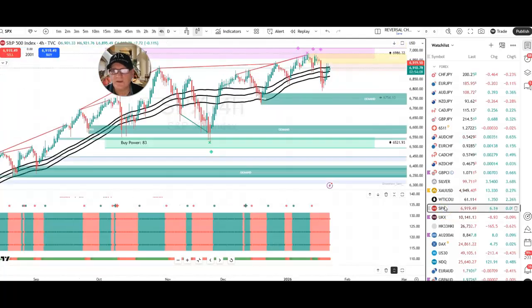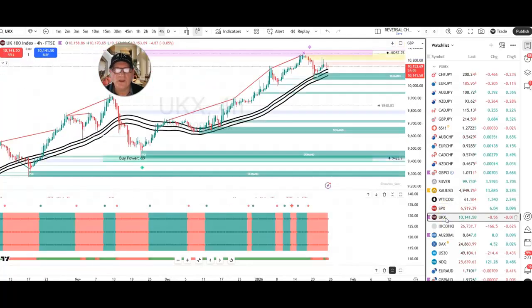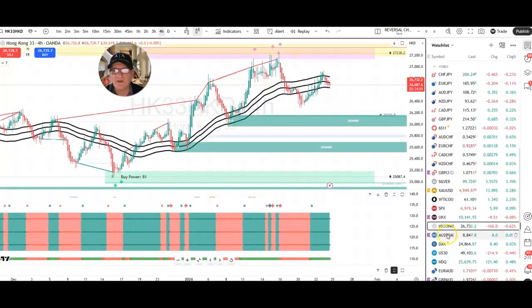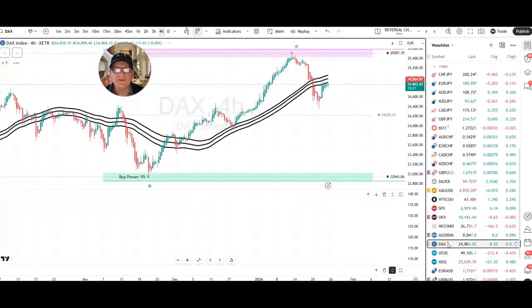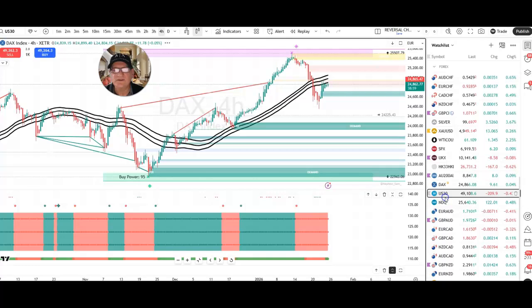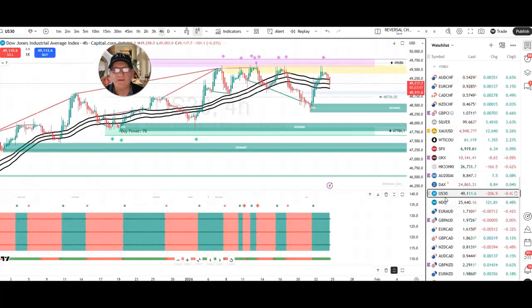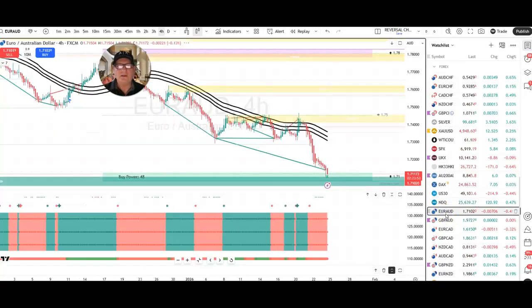The indices are all over the shop. They really are. They really don't know where to go now. Just completely sideways. US 30s, yeah, there you go. Okay. So we have a buy power 48.